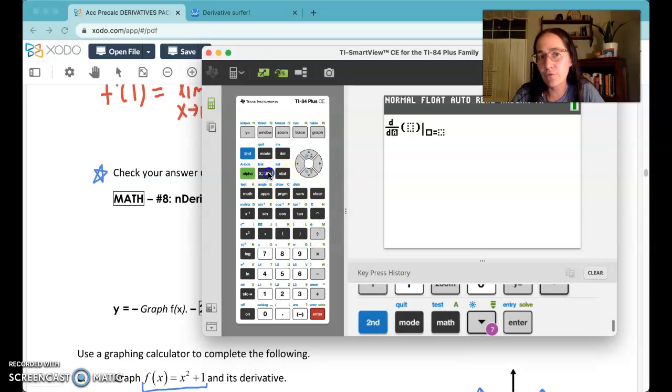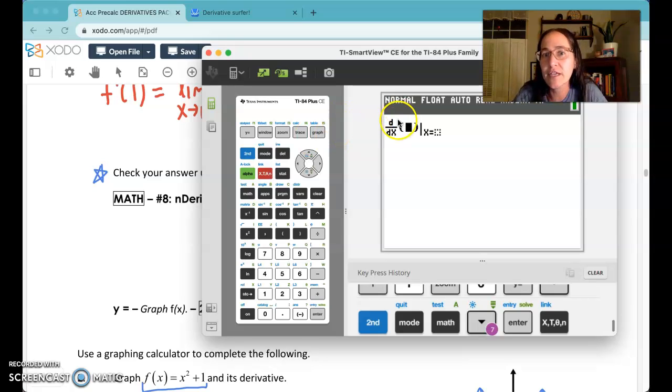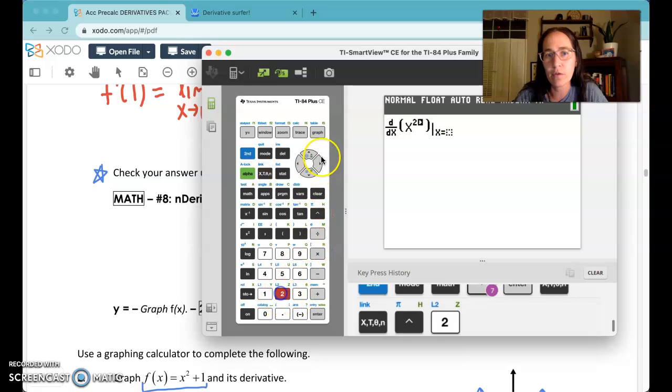So if you've got this notation, your calculator is waiting for a variable of differentiation. You're taking d for derivative with respect to what variable? I just typed in x in that first slot, and I'll write that down too. What are we taking the derivative of? Well, we're taking the derivative of the function x squared plus 1. So that's not that much to type in, x squared and then plus 1.